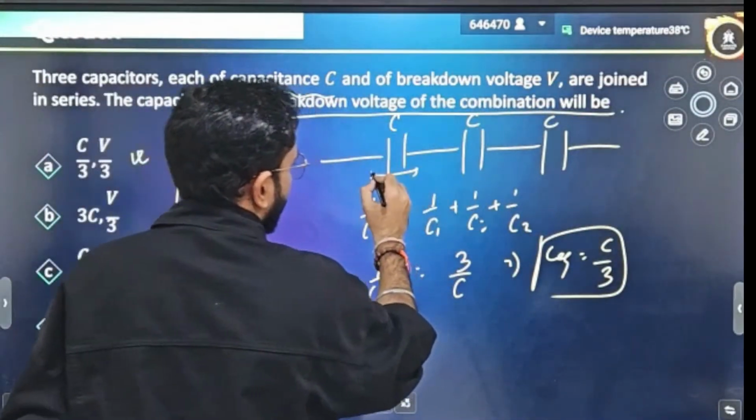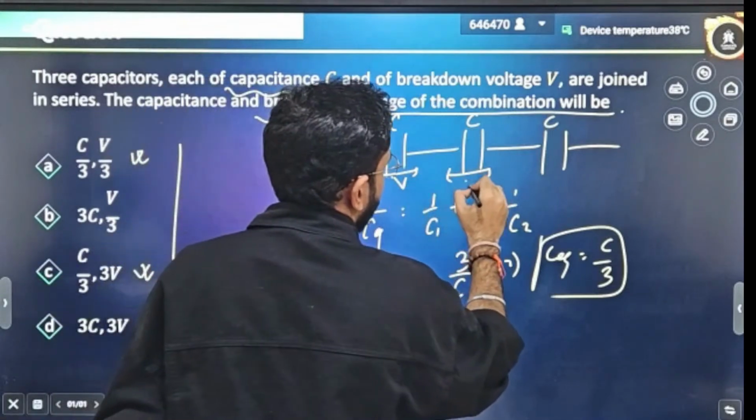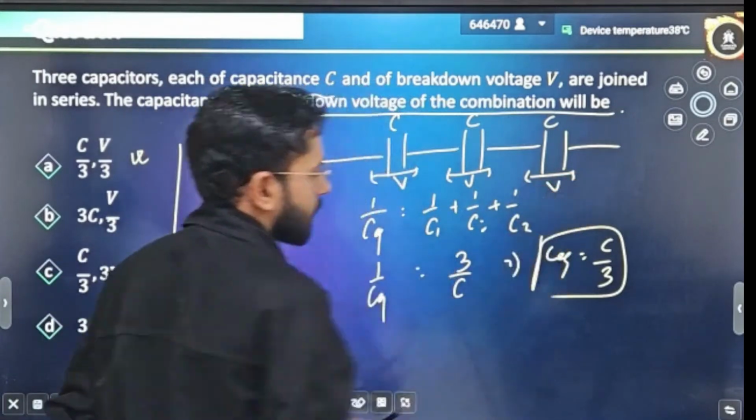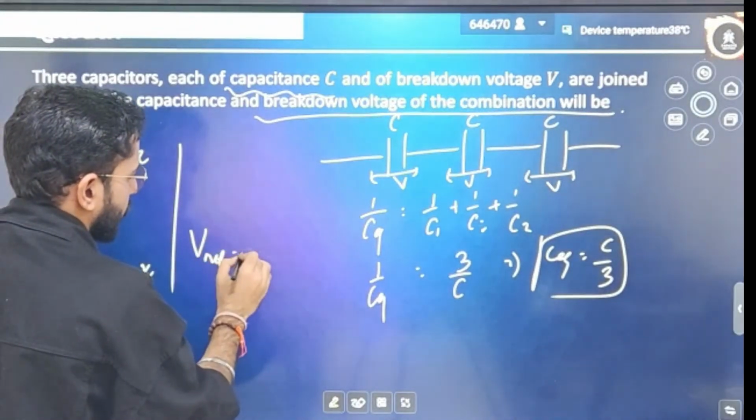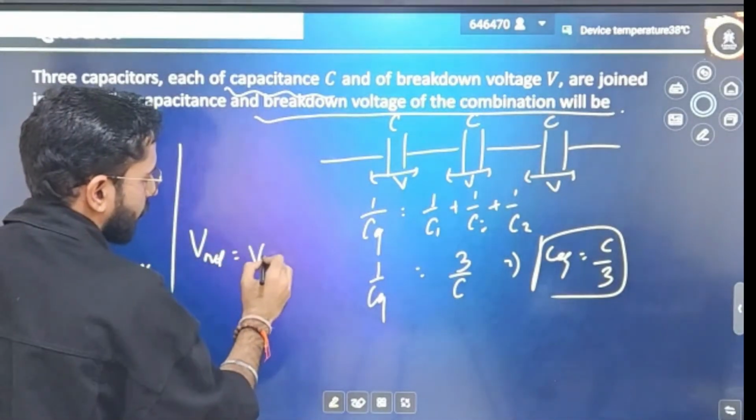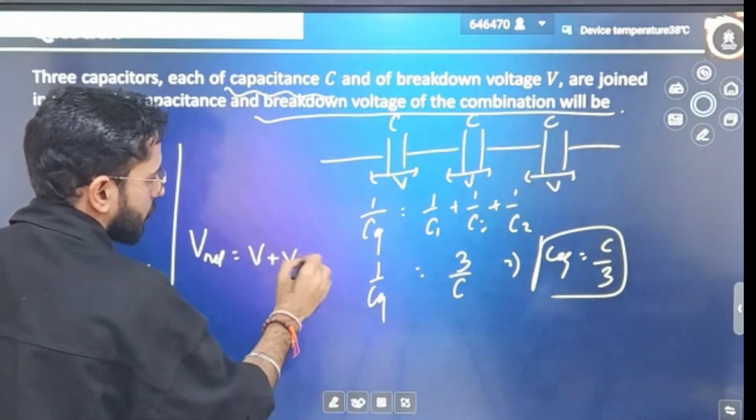Across C, first one it is given as V. Across this one it is again given as V. Across this one again it is given as V. That is what you will say, the net breakdown voltage of this complete circuit. It will be V1 plus V2 plus V3. That is V plus V plus V.